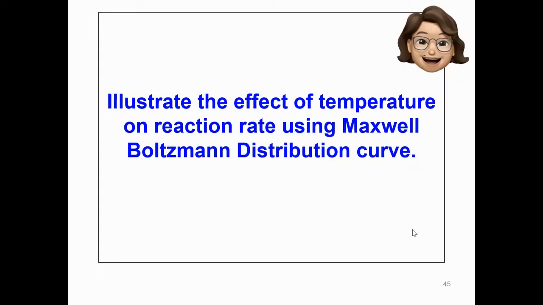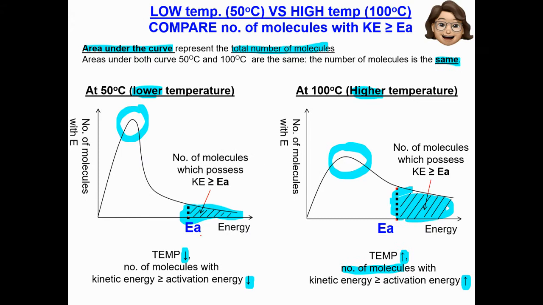Let's learn how to illustrate the effect of temperature on the reaction rate using the Maxwell-Boltzmann distribution curve. Before I show you the Maxwell-Boltzmann curve by overlapping lower temperature and higher temperature, I want to highlight that the area under the curve represents the total number of molecules. Areas under both curves, given below for 50 degrees Celsius and 100 degrees Celsius, are the same. That means that the number of molecules is the same.